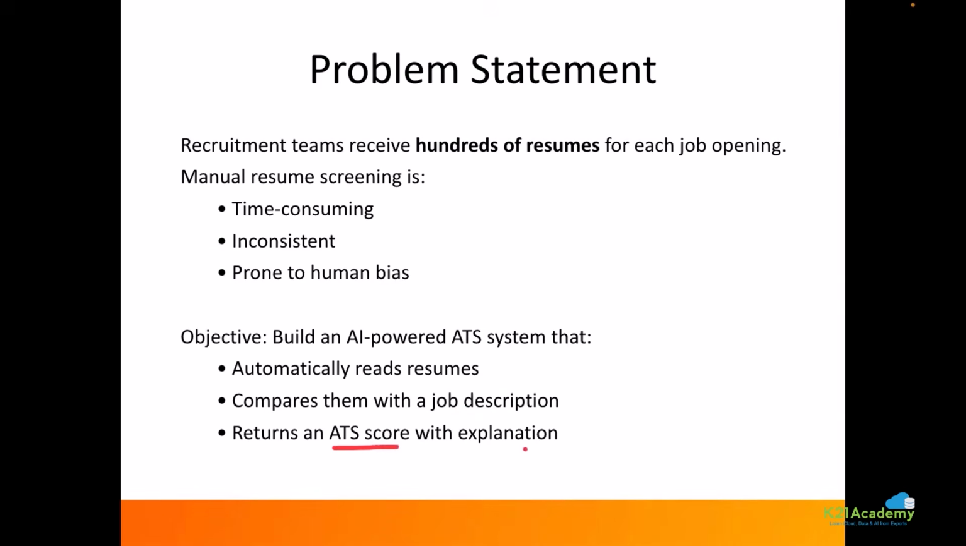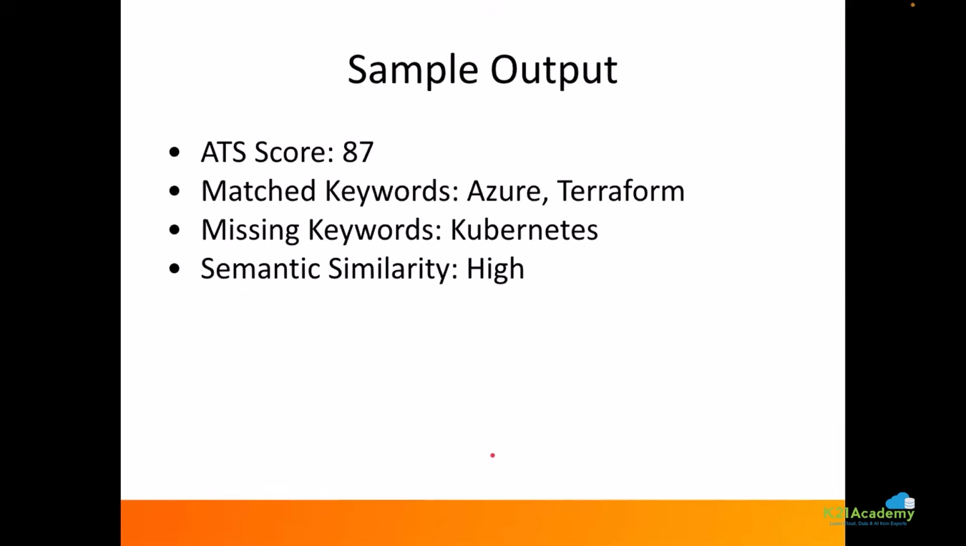As we discussed, it was showing the result, the output was 85%, right? We got that output here. So what kind of output are we expecting? We just want to get the ATS score. Then we want to get the matching keywords, like Azure and Terraform. What is missing in my resume? Kubernetes was not discussed. That's why it is saying Kubernetes is missing, and semantic similarity is high, right? That means it is also hinting to us whether this is the perfect one or not.